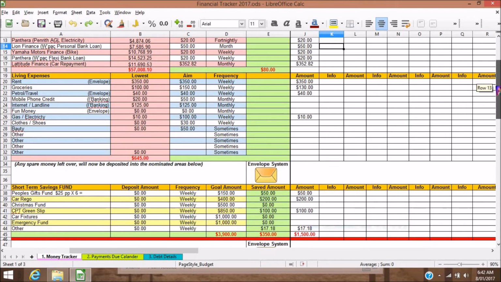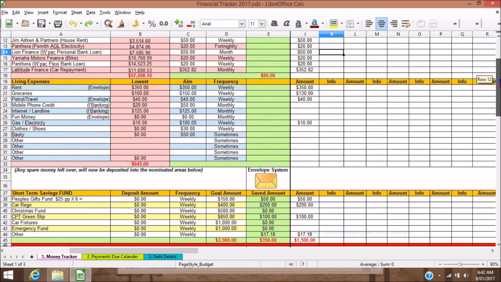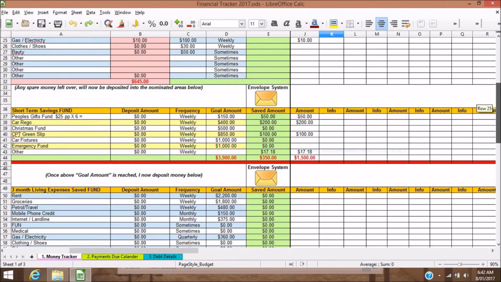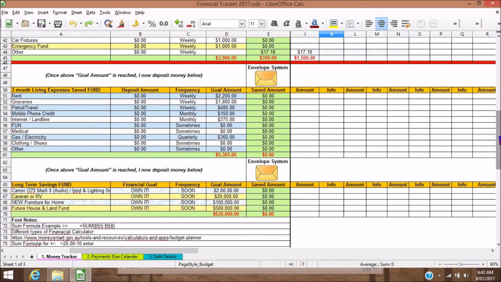So everything above the red line is my weekly debts, living expenses, and things that are just about to crop up. That's everything above the red line. So that's me taking care of my stuff weekly, because my pay's coming every week, so I do this every week. Everything below the red line is what takes place when I'm out of debt. So as soon as I've gotten rid of all my debts, that money that I would be putting in weekly, fortnightly, or monthly into my debts will be rolled into my 3 months living expenses saved fund.